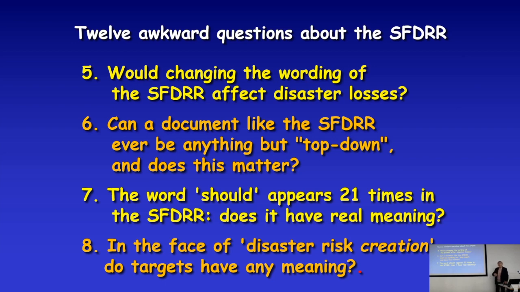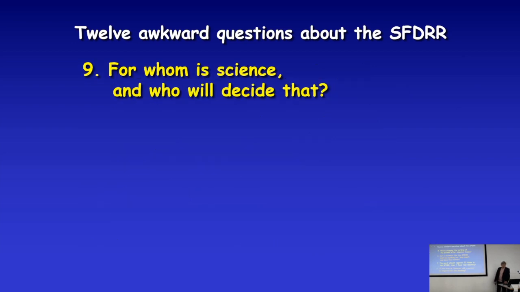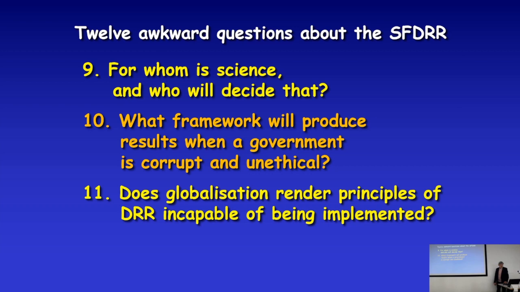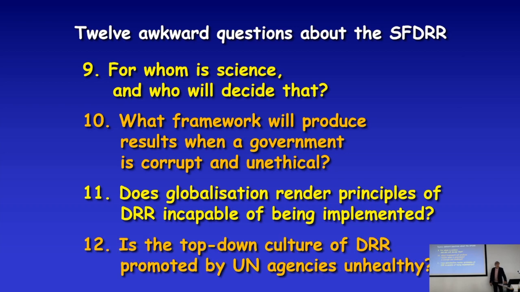Does DRR, disaster risk reduction, have any meaning? Science for whom? Yes, science for Sendai, good idea, but science for whom? Is it really science for the disadvantaged? And what happens when we have a corrupt, unethical government? We seem to have more and more of those. Does globalization render DRR, the Sendai framework, redundant, incapable of being implemented? And is it unhealthy to promote a top-down culture?